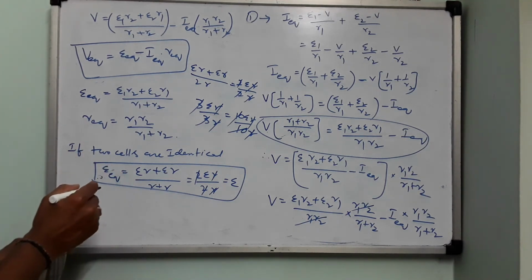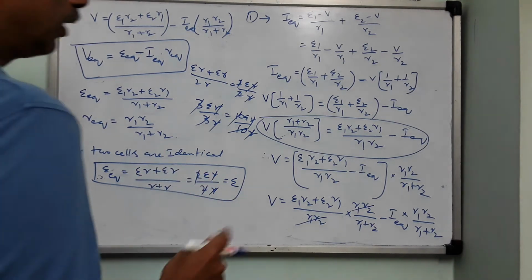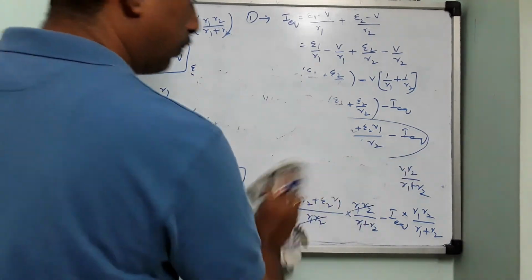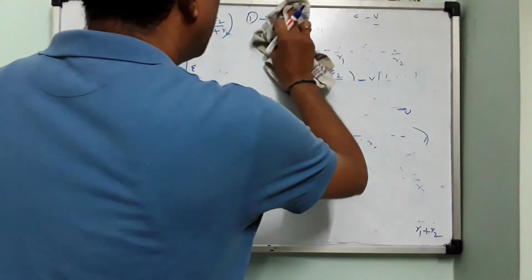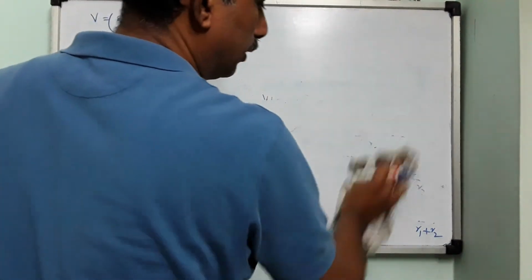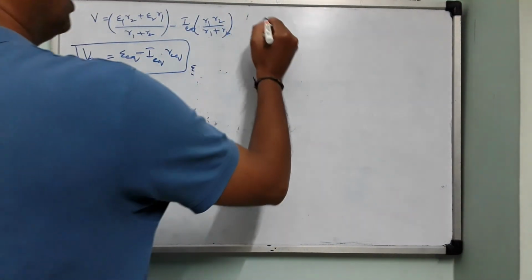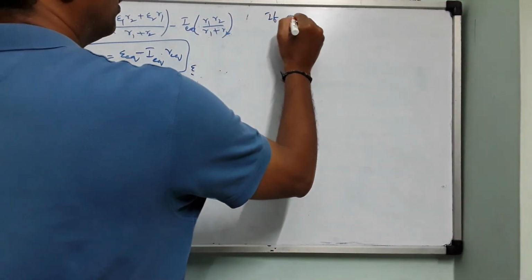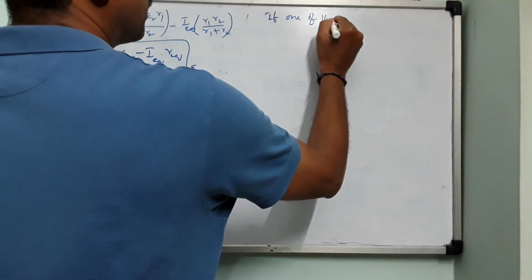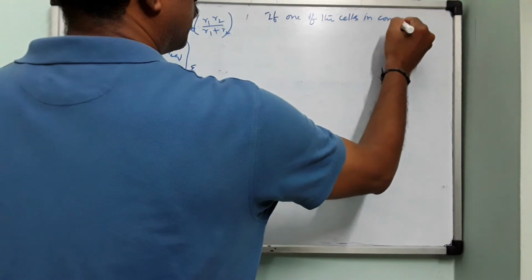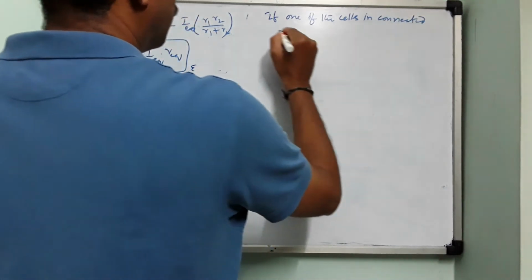Now, another conclusion we make is, suppose in parallel combination, I connect one of the cells wrongly. That is, if one of the cells is connected wrongly.